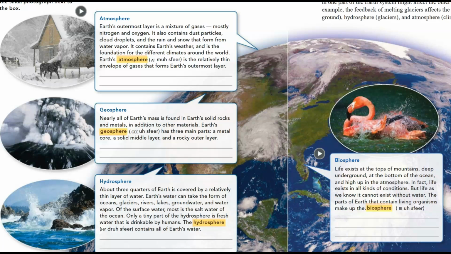So, quick recap. Atmosphere talks about the gases and helps with the climate. The geo, so rock, sphere, does rock stuff. Hydro, so hydrogen, water, deals with water. There you go. And the biosphere, biology, animals, living things, deals with living things.